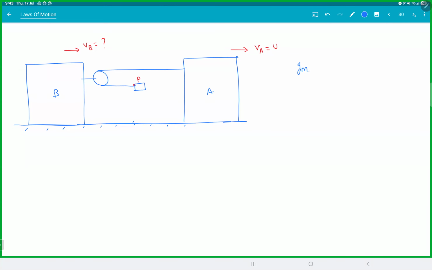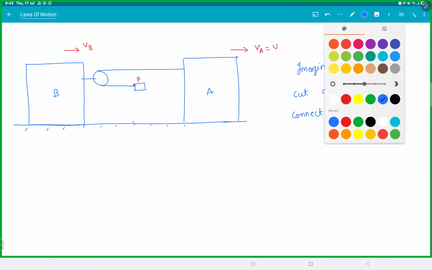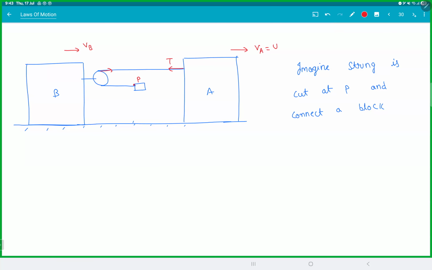So imagine the string is cut at P and assume there's a block there. If you want, you can even take the lower part of the string also. Now the question has become between 3 blocks here. So what are the tensions? Tension, tension, tension, and tension. Again, understand constraints, right? We are not bothered about the blocks. The whole constraint is based on strings. The total power developed by this string must be 0.